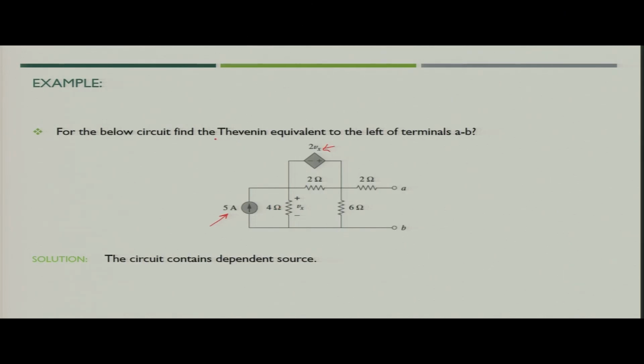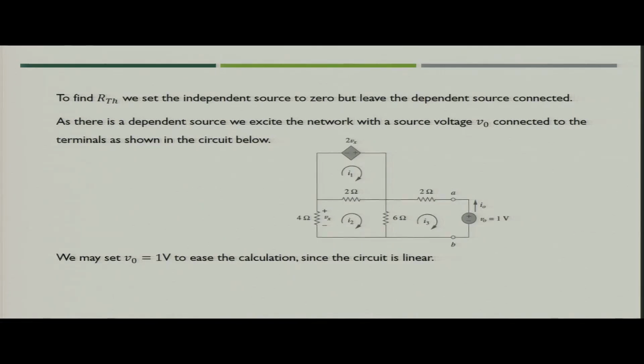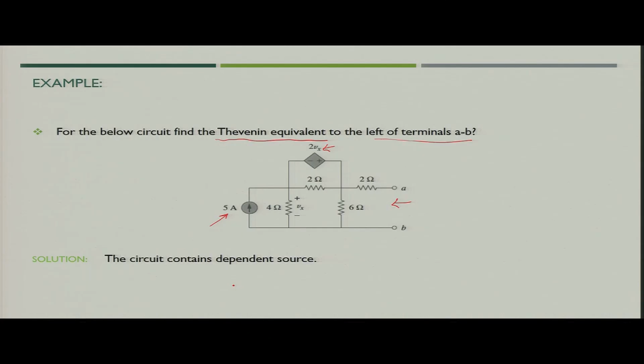Now, what we have to do? We have to find the Thevenin equivalent to the left of the terminal AB. So, we have to find out the Thevenin equivalent, which would be the equivalent of the complete circuit. Now, let us solve it. What we have to do first? First, we have to solve for RTH, that is Thevenin resistance.